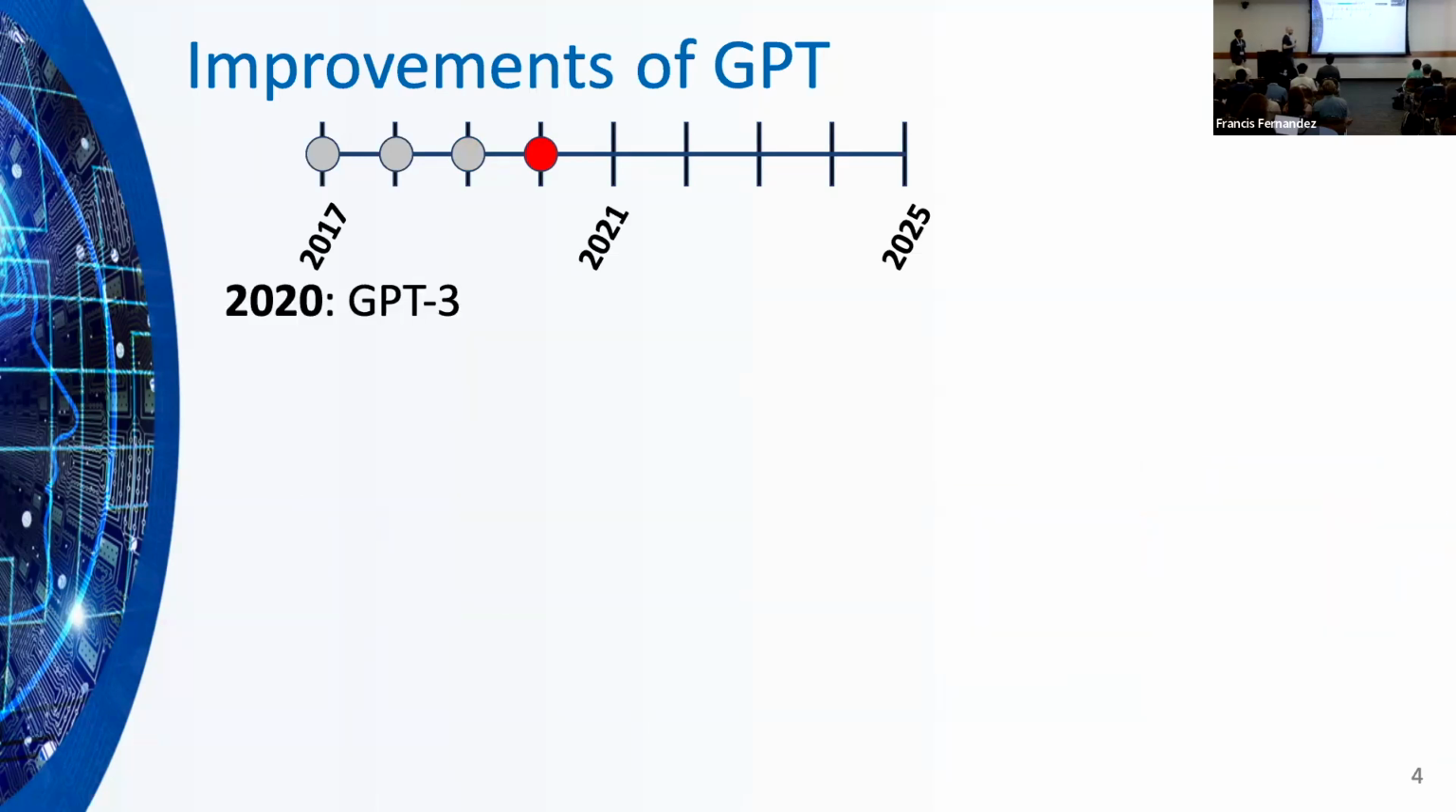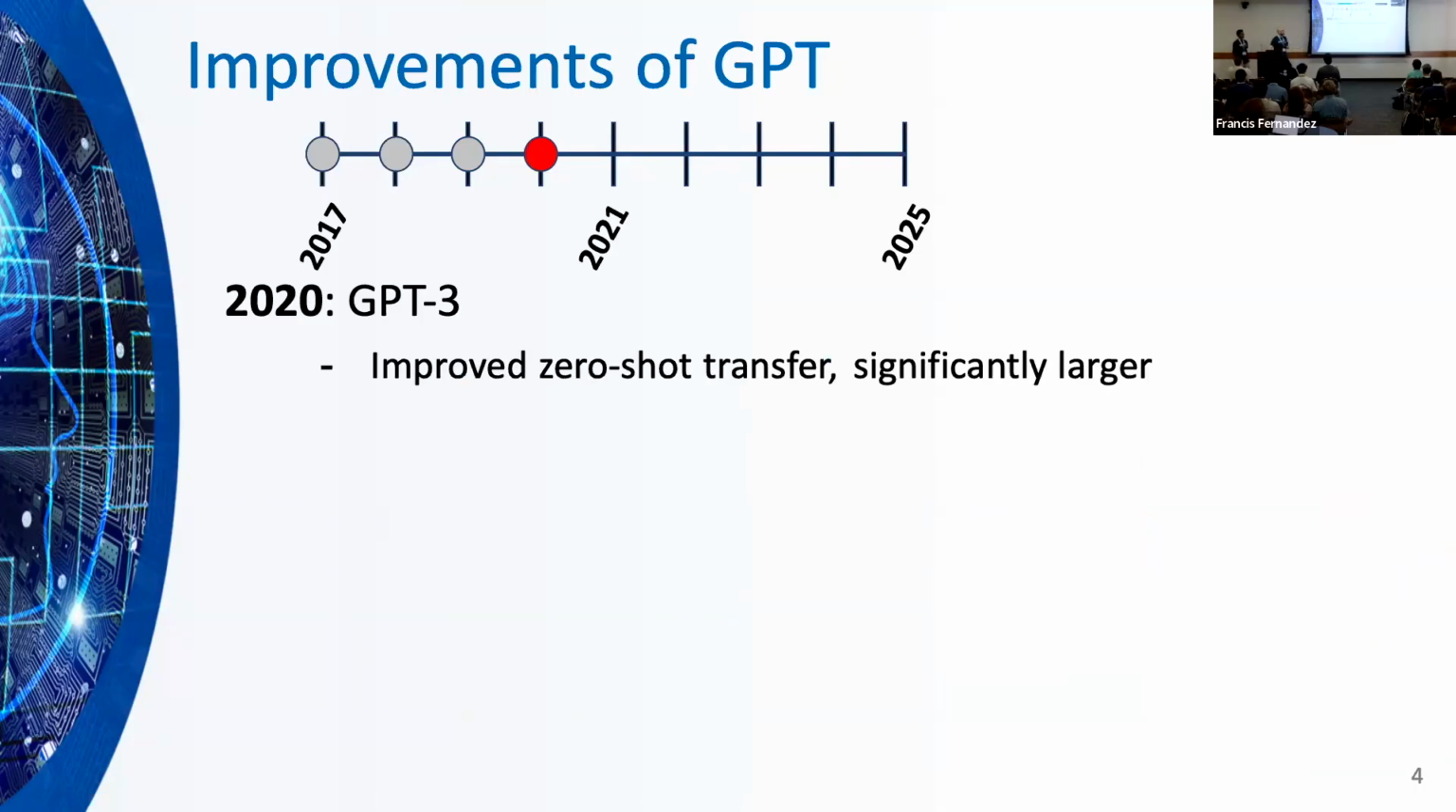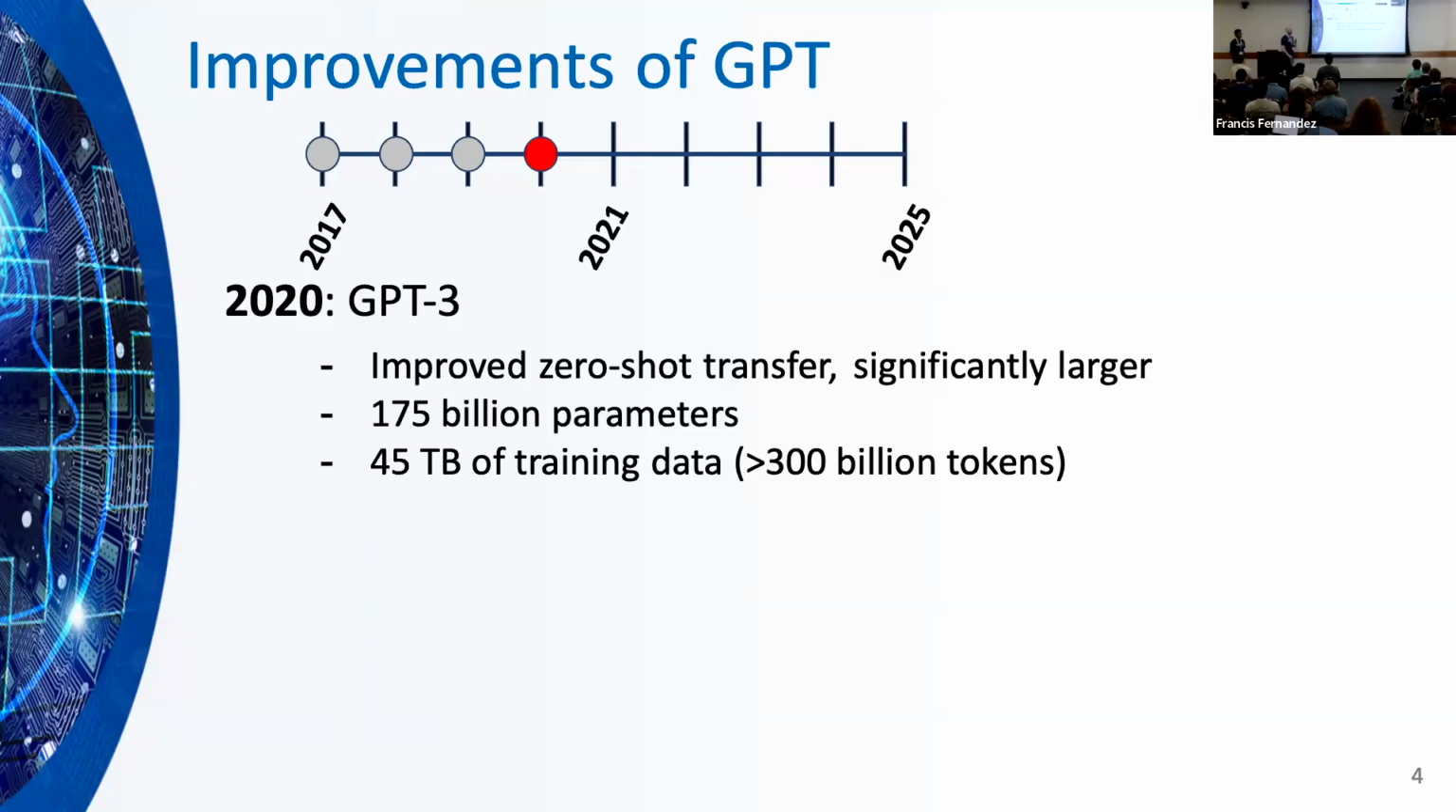Just 1 year after GPT-2, we have GPT-3. If I'm remembering right, beyond just being a year, it was a number of months where this paper was put out for GPT-3, showing that they were able to significantly increase the size of the network and the training data to improve its performance, improve this zero-shot ability of the network. And when I say they significantly increased the size, they increased the size of the network over 100 times to 175 billion parameters. And the size of the training set from 40 gigabytes of data to 45 terabytes of data.